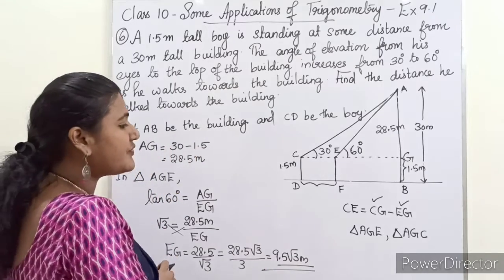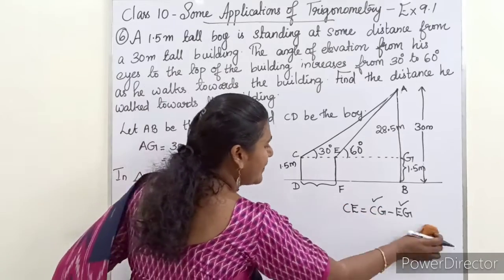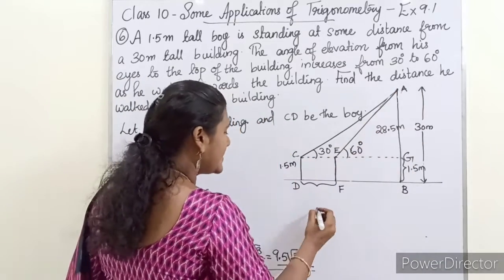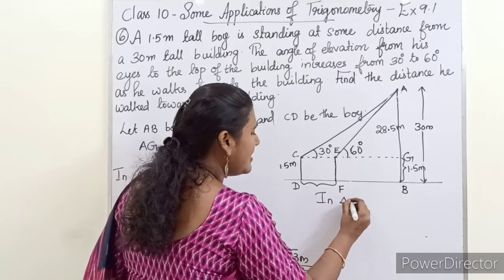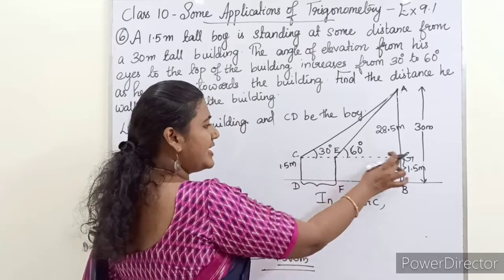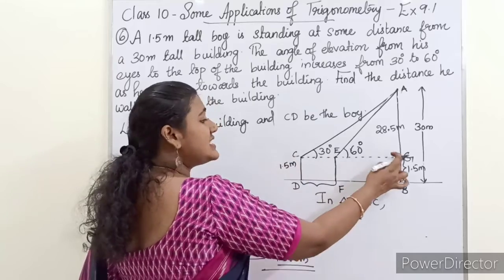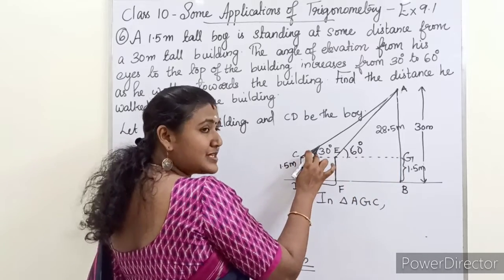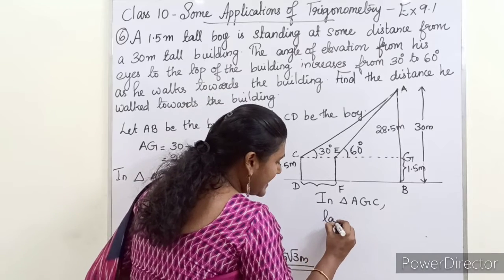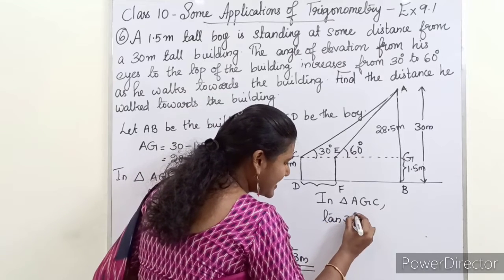Now what we have to find is CG. For that we will take the bigger right angled triangle. In triangle AGC, in this triangle also again we have to find GC, which is the adjacent side with respect to this angle 30 degree. So we will take the tan ratio only for this triangle also.